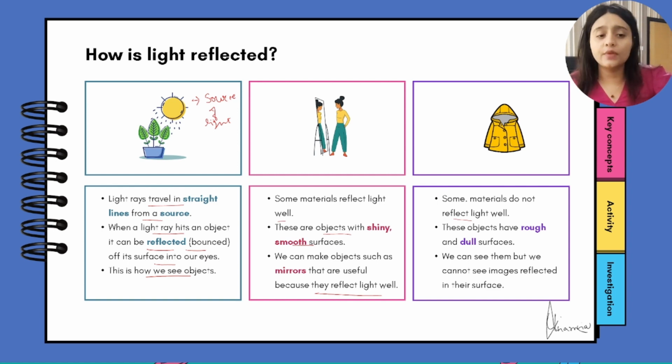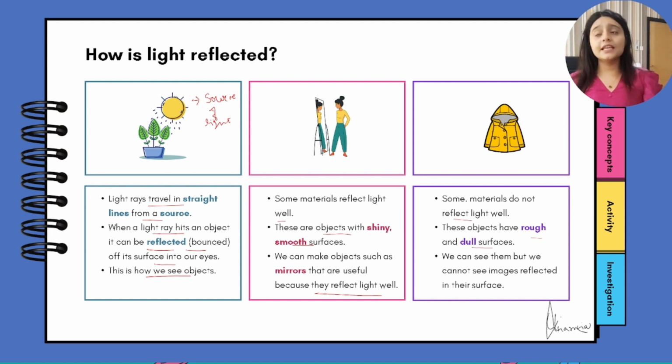These objects do not reflect the light well. They have rough and dull surfaces. Remember students, there are two kinds of materials: one in which the light gets reflected easily, and one where the light does not reflect easily. That one is made up of a rough surface.